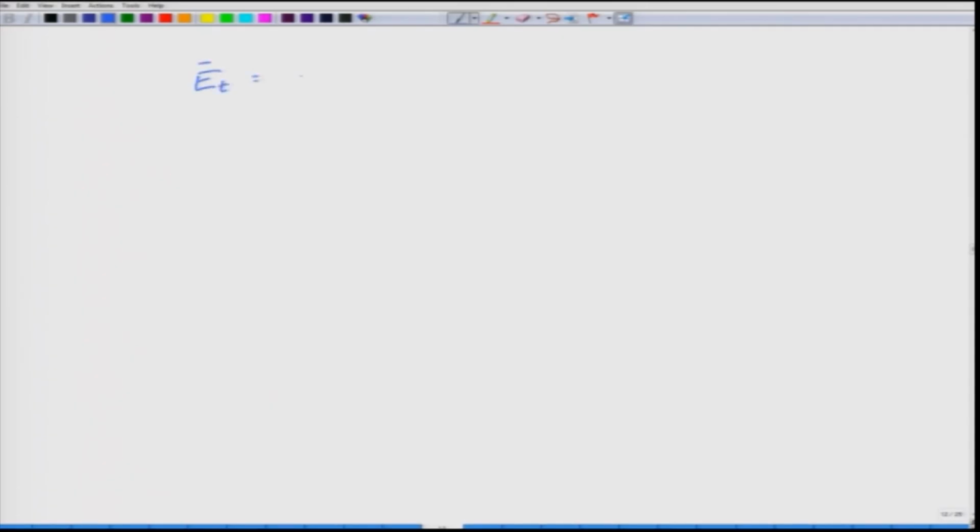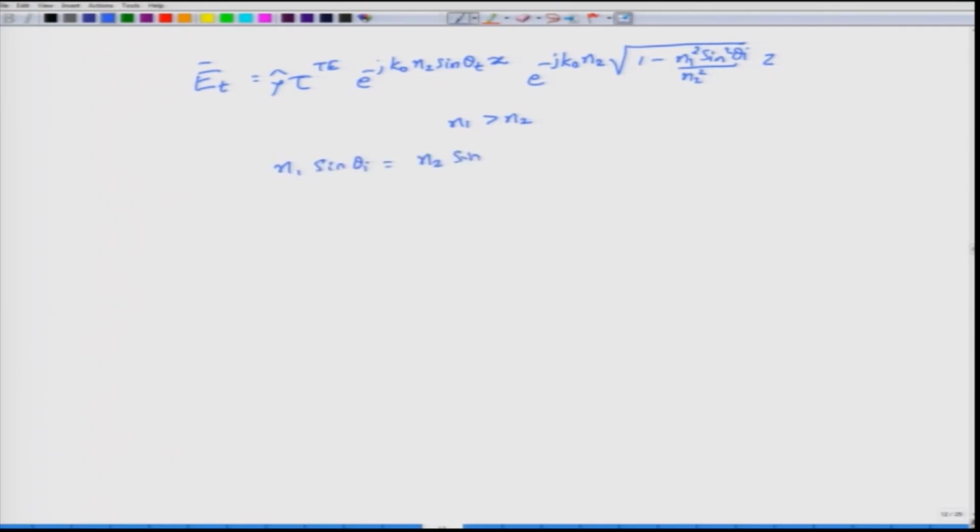What I have will be the transmitted electric field being directed along the y axis, tau_T e_y hat e^(-j k_0 n_2 sin theta_t x), and I am going to just split the exponential function. So, I will have e^(-j k_0 n_2 square root of (1 minus n_1 squared sin squared theta_I divided by n_2 squared) z). Please remember that we have a situation that n_1 is actually greater than n_2, and what is our Snell's law? n_1 sin theta_I is equal to n_2 sin theta_t.